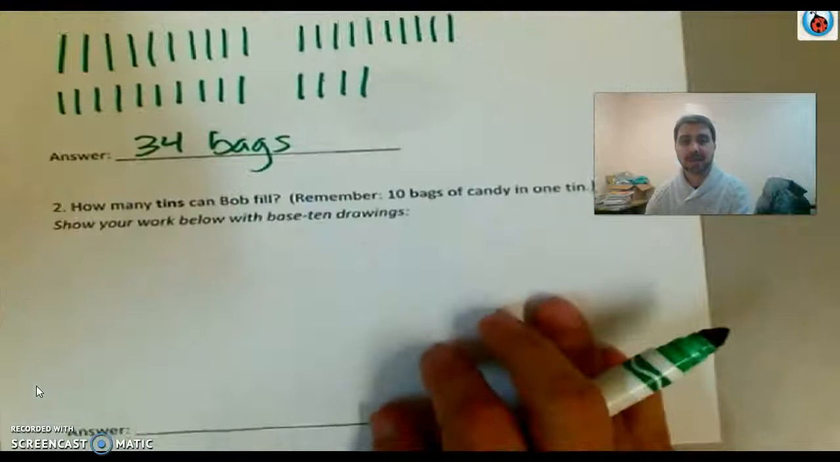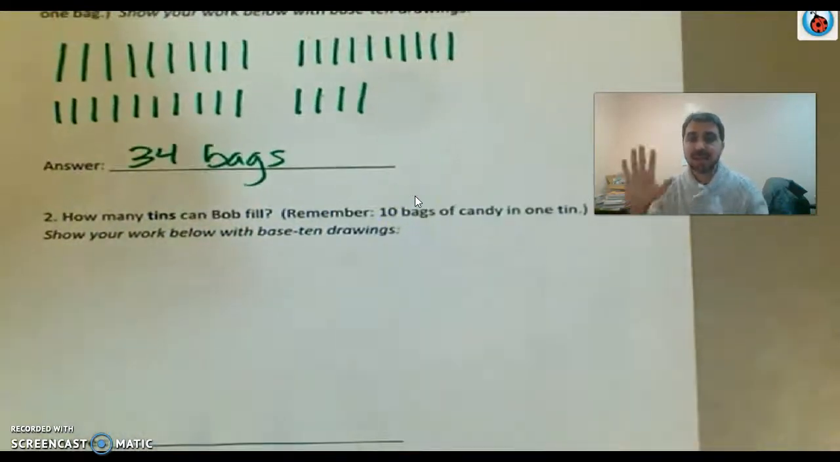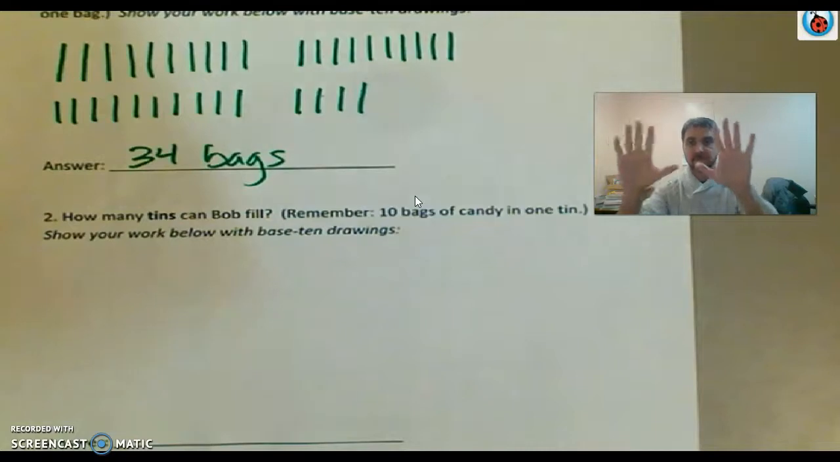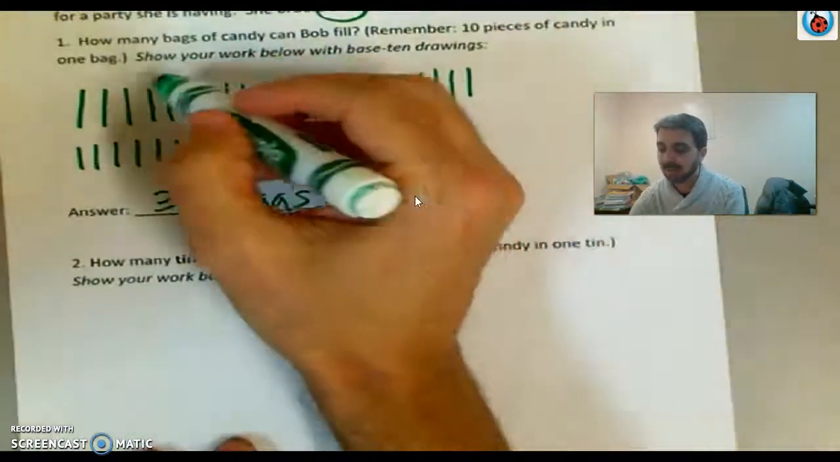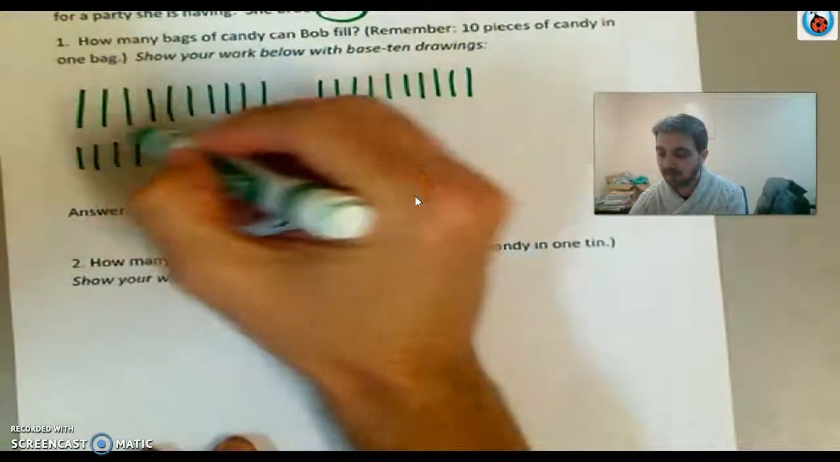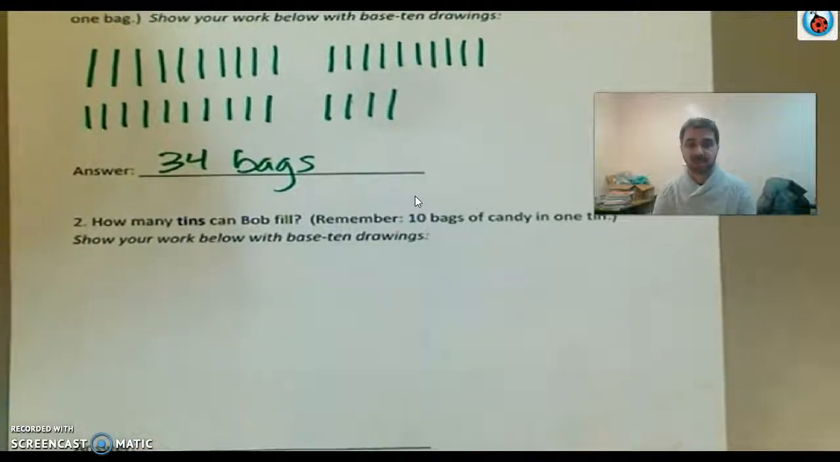Okay, last question for today, helping out Bob. It says, how many tins can Bob fill? Remember, you can put 10 bags in a tin. So for example, I could put these 10 into a tin, okay? All right, so look at that, see what you think, and come back when you have looked at it and tried to figure it out, okay? I'll see you in a minute.